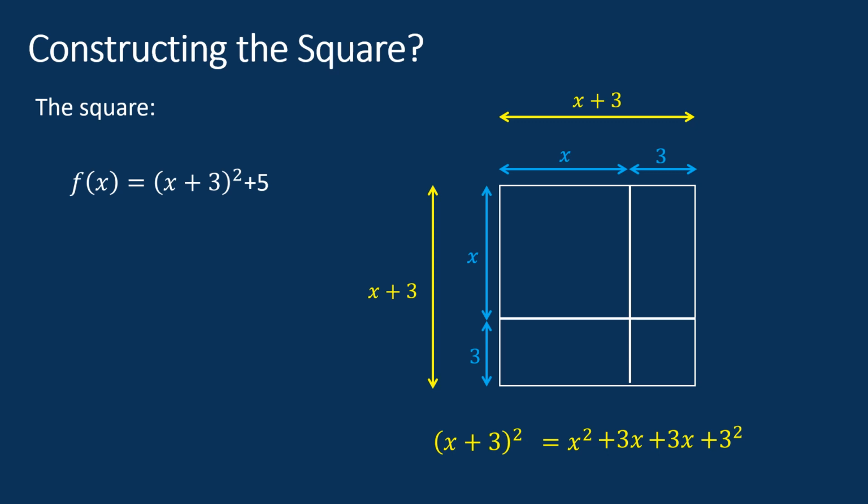To complete the square, we need to fill up these 2 squares and these 2 rectangles. The first square needs to be filled with the x squared term, and the 2 rectangles need to be filled with the x terms. Lastly, the small square here needs to be filled with a number without a variable.